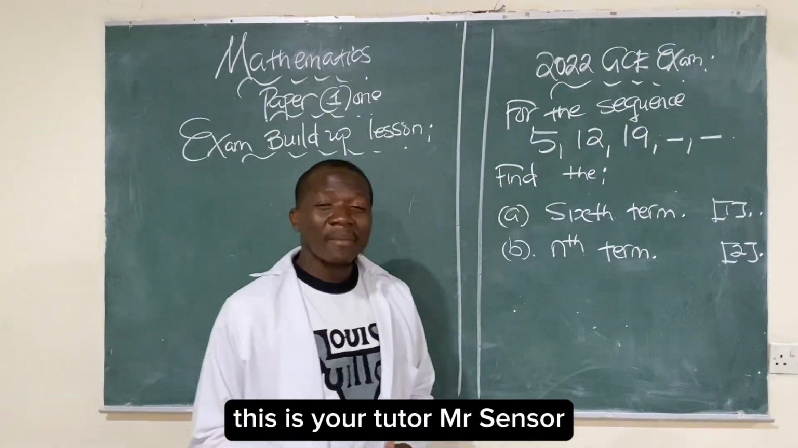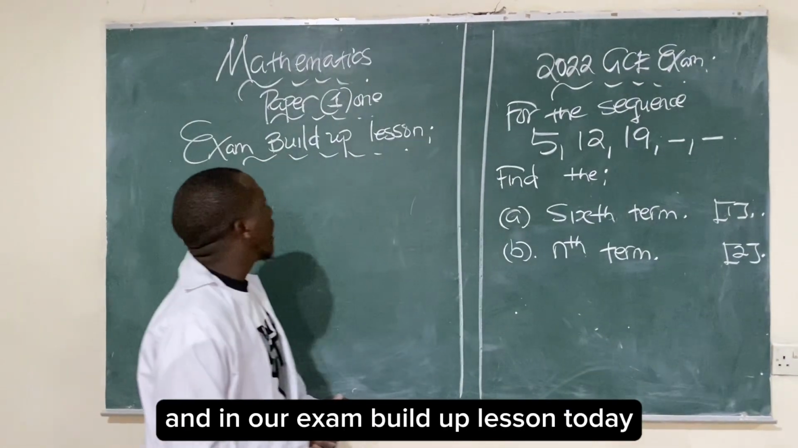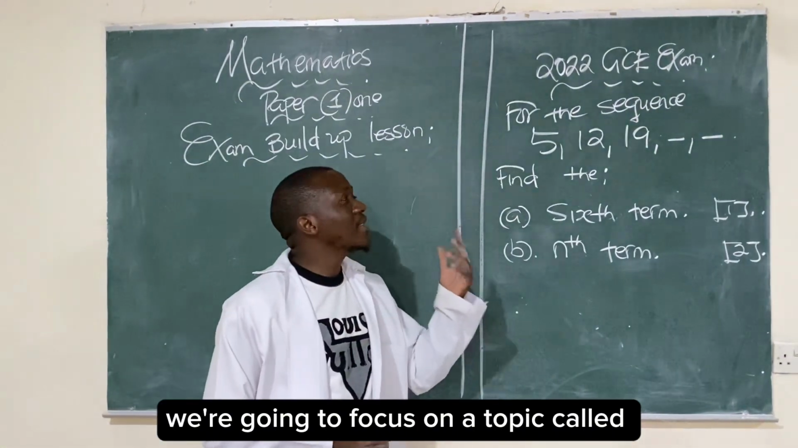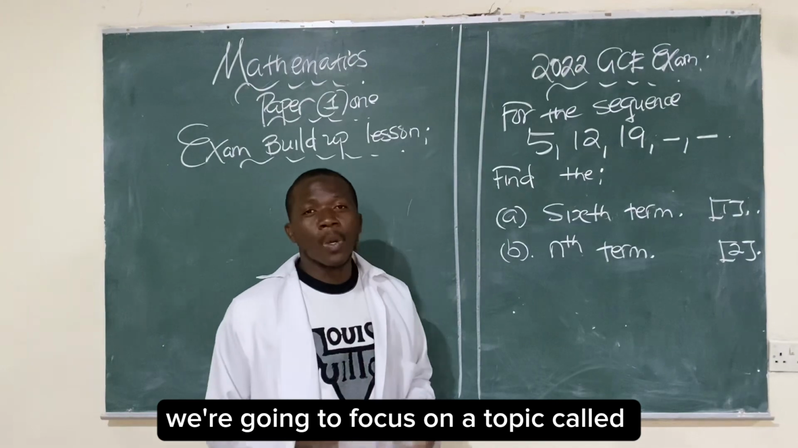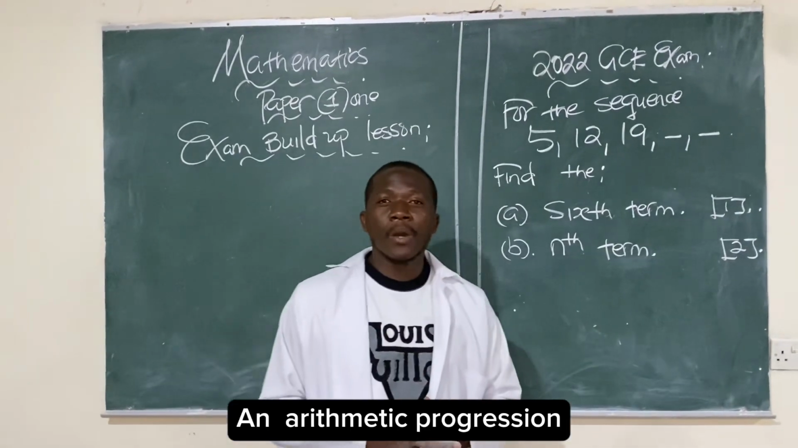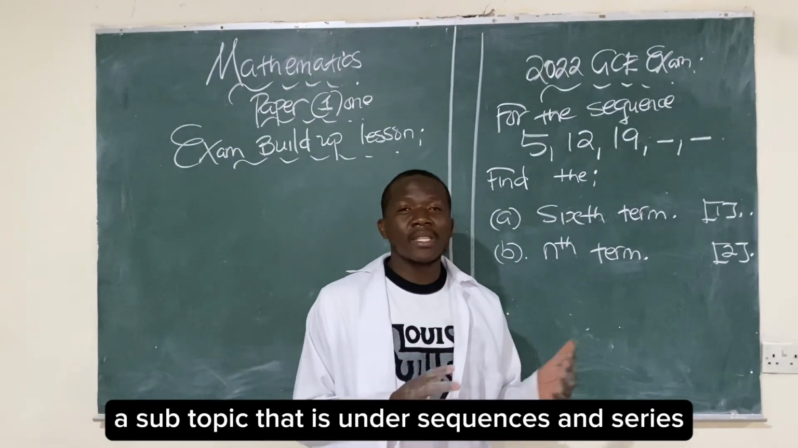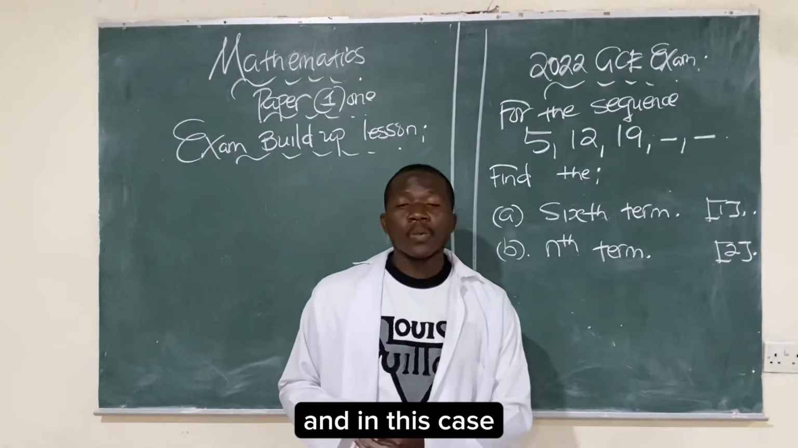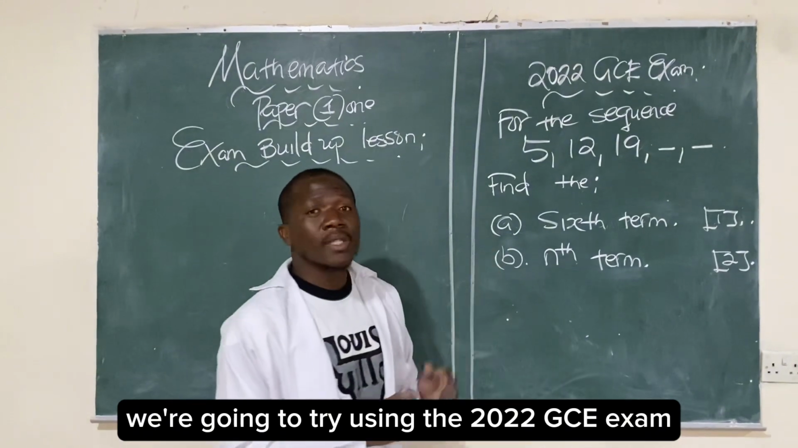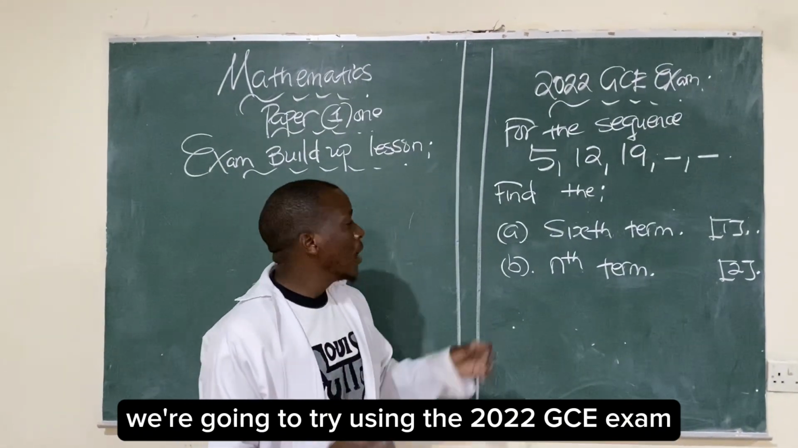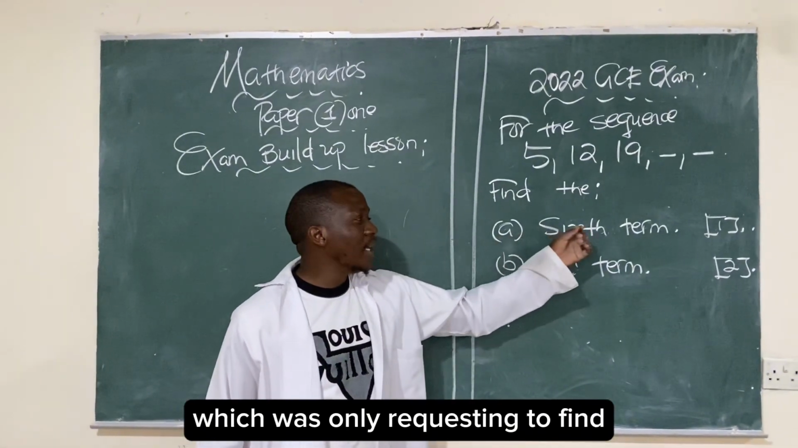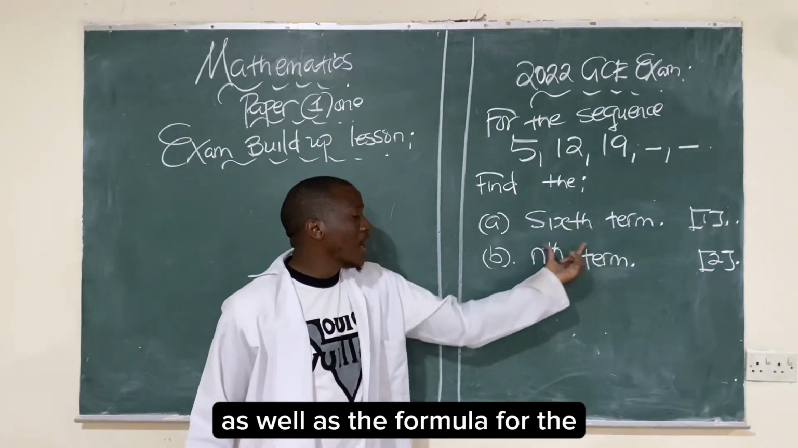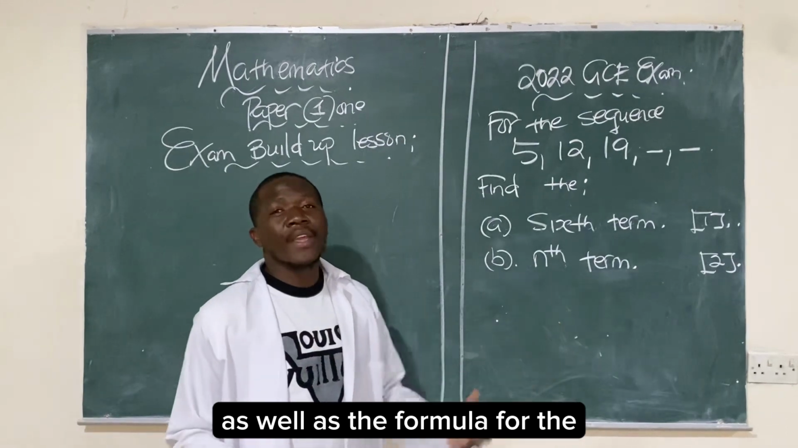This is your tutor, Mr. Sensor, and in our exam build-up lesson today, we're going to focus on a topic called arithmetic progression, a subtopic under sequences and series. In this case, we're going to try using a 2022 GCE exam question, which was requesting us to find the number in the 60th position, being the 60th term, as well as the formula for the nth term.